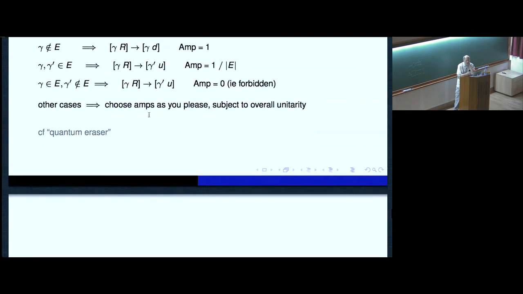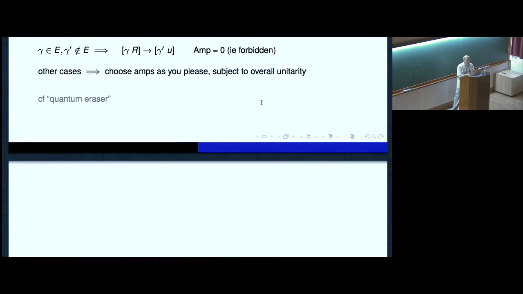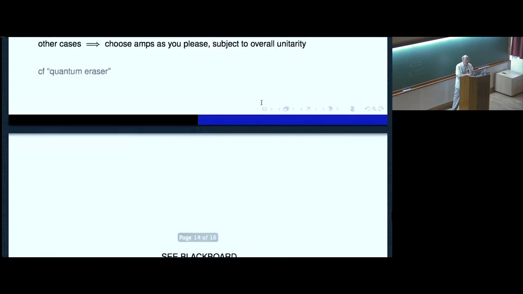There are several other cases that you can amuse yourself by working out, where either gamma or gamma prime is in E or not in E, and the ancilla is either up or down and so on. They won't play a role, but you can choose them as you please, just subject to overall unitarity, because we want unitarity so we can realize this in a traditional, in a unitary laboratory. We don't need to go to a post-quantum laboratory to do this measurement.